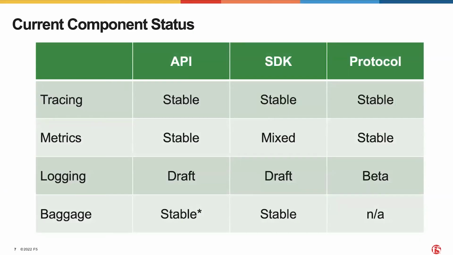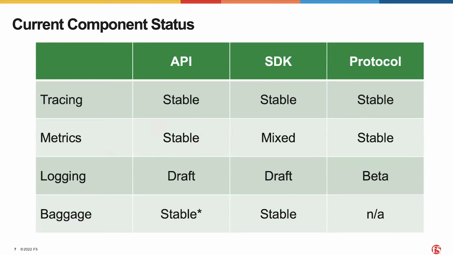So where are things at with OpenTelemetry? OpenTelemetry is still relatively young, but tracing is stable across the board. The API is stable, the SDK is stable, and the protocol is stable. Following right behind it are metrics. Metrics has a stable API and a stable protocol, but SDK support is kind of mixed. Some are in alpha, some are in beta. So your mileage may vary, and you need to look for the language you're using. And there's a pretty active and vibrant community behind each of these SDKs to help you if you run into problems.